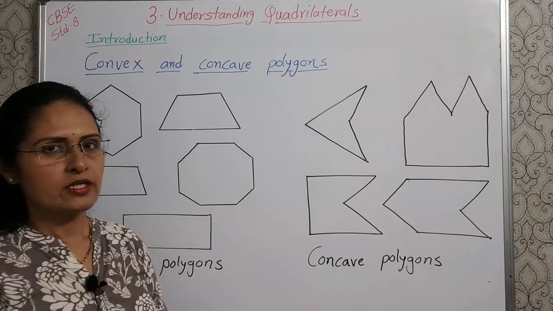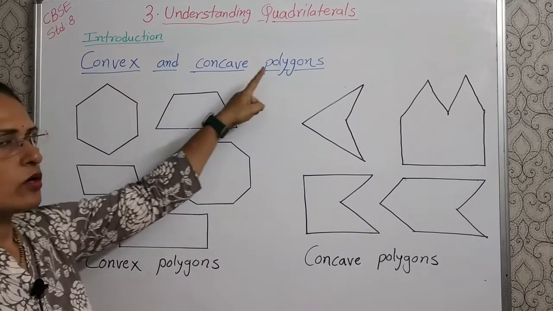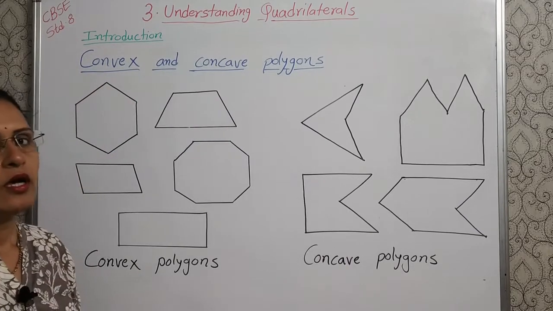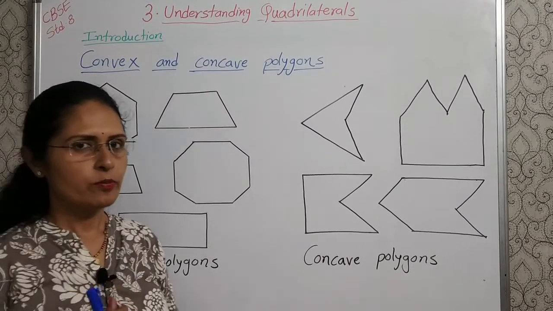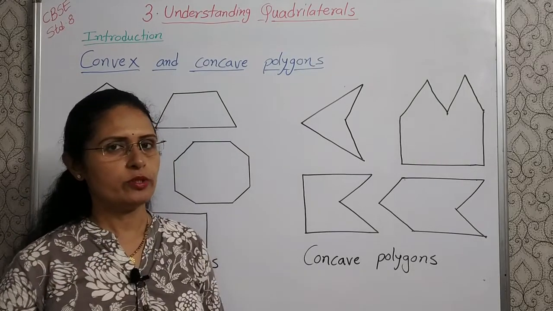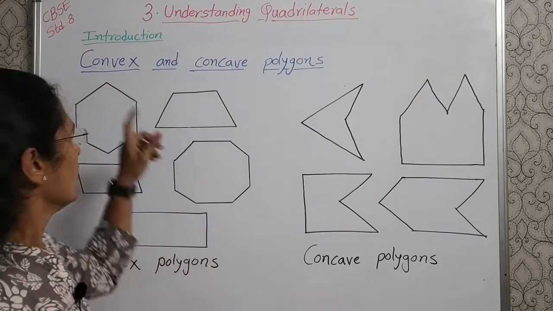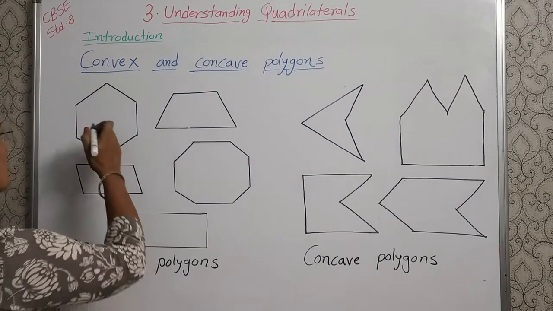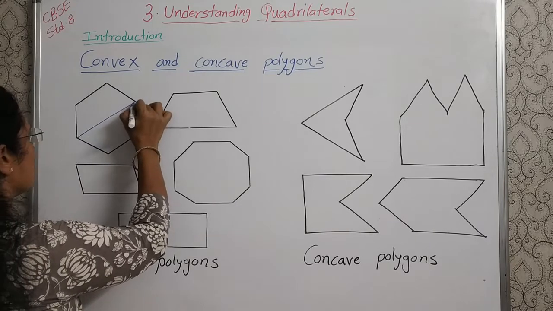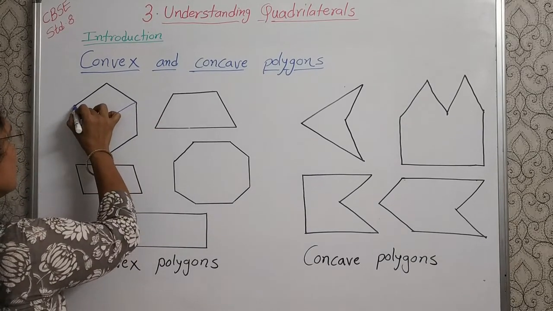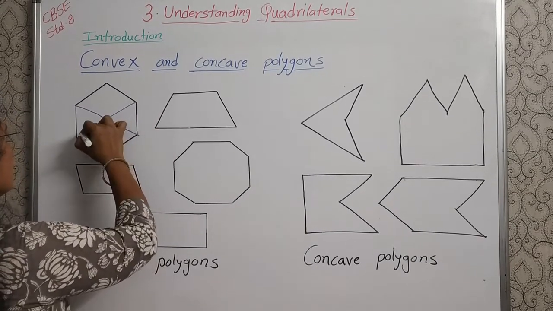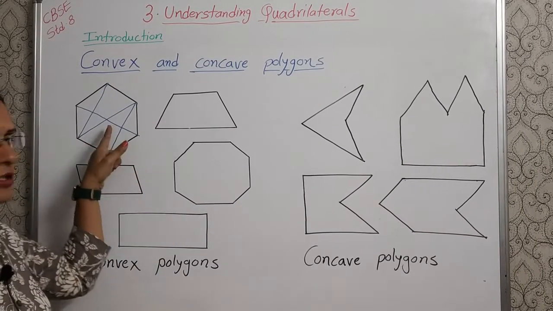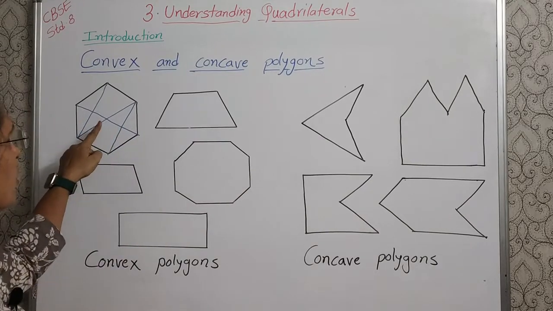Next, we will study convex and concave polygons. Which are convex polygons? If the diagonals of the polygon are in the interior of the polygon, then those are convex polygons. See here, in these figures, all the diagonals are in the interior of the polygon. So this is a convex polygon.